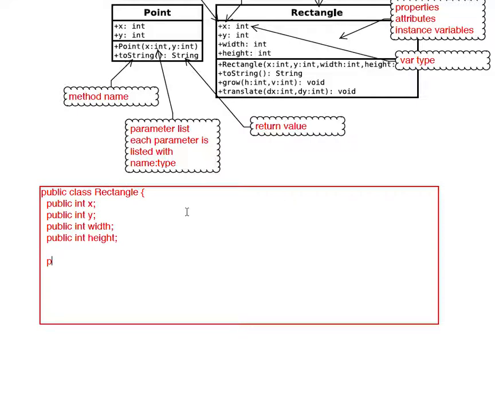Now I have a public constructor method. We'll learn more about these next week. Rectangle. It's got four parameters: x, y, width, and height. So it looks like the x, y is the top left corner of the rectangle, and then it tells you how wide and high it is. So we have int x, int y, int width, and int height. And we'll worry about what it actually does later. I'll just put empty brackets for now.